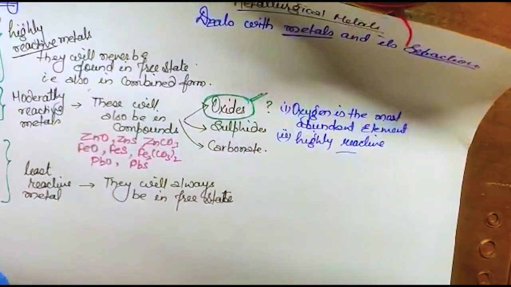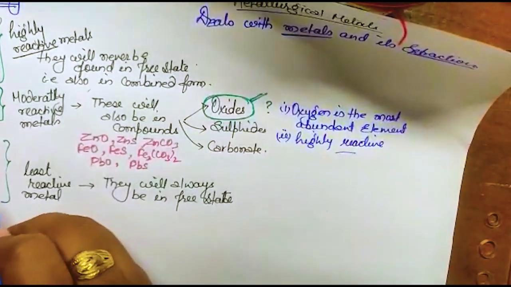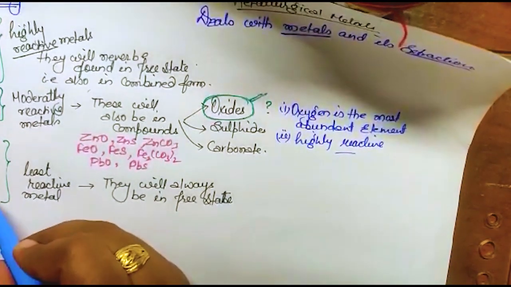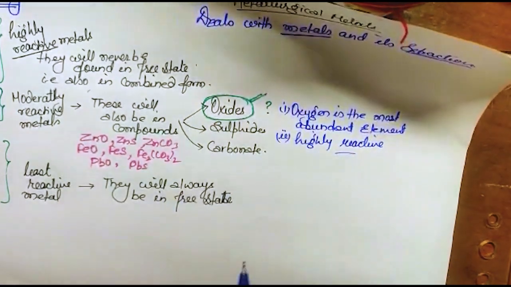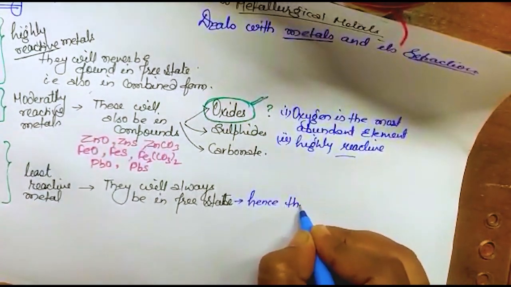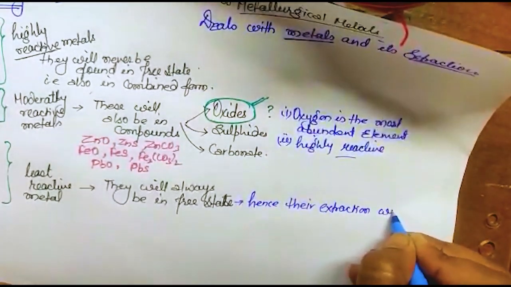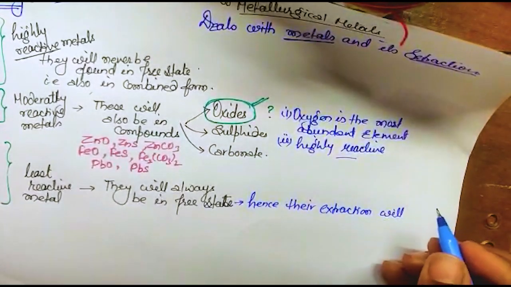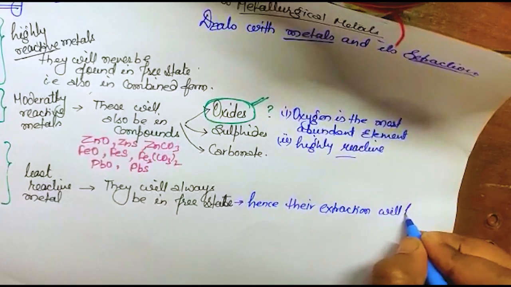One thing I want to tell you: Au and Pt are the least reactive. They never ever react with any other element. That means they always exist in the free state, and hence their extraction will be easy. Because simply in the same form it is existing in the atmosphere, so we don't have to extract it from other things. That's why its extraction will be easy.